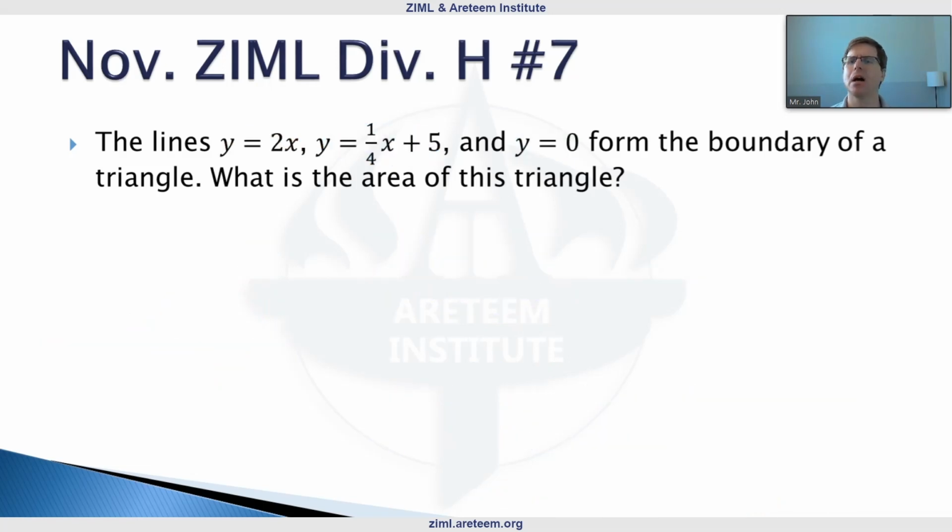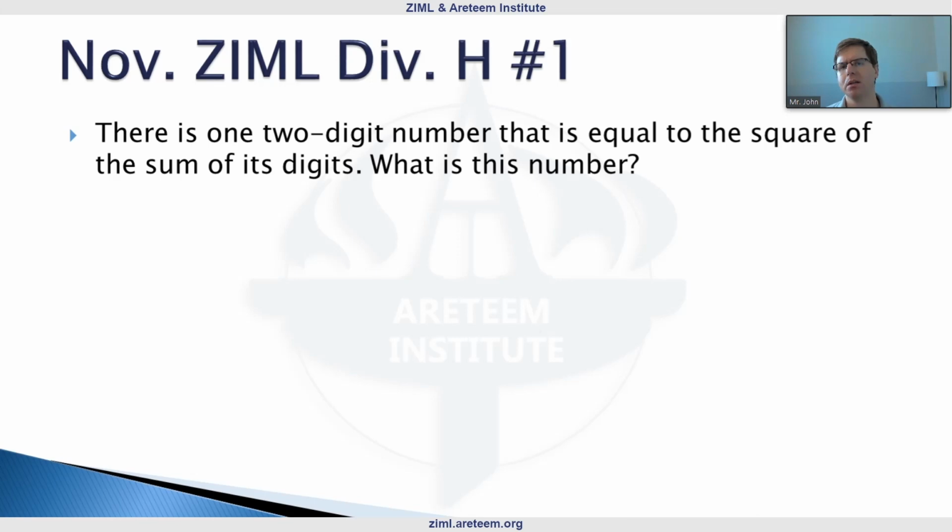Let's take a look at our next one. So our next problem here is a number theory problem. We won't spend too much time on this one. This one's a little bit easier. But let's read it first. There is one 2-digit number that is equal to the square of the sum of its digits. What is this number?